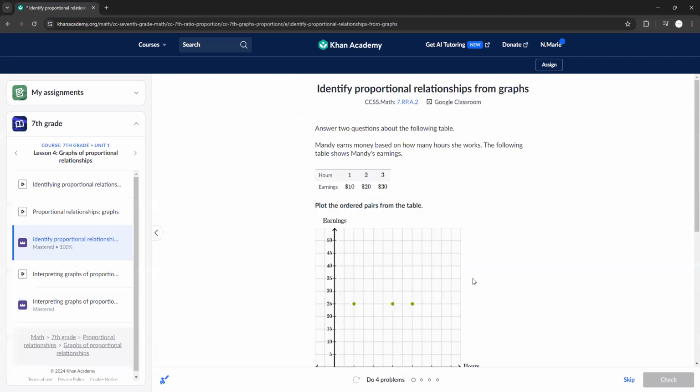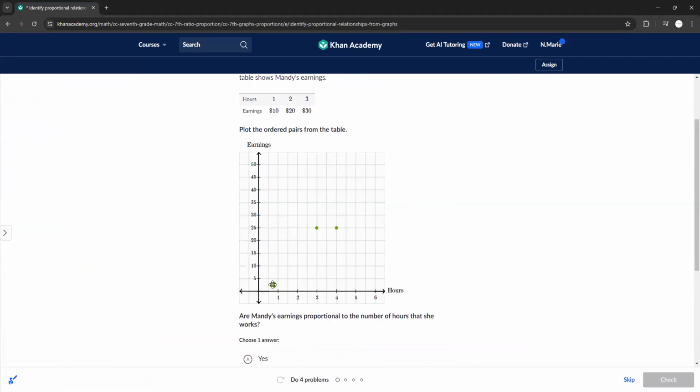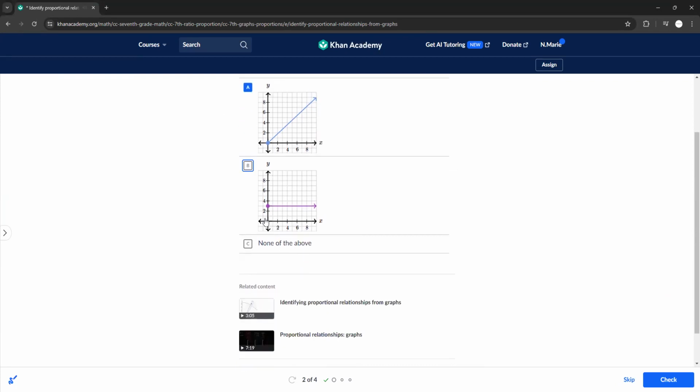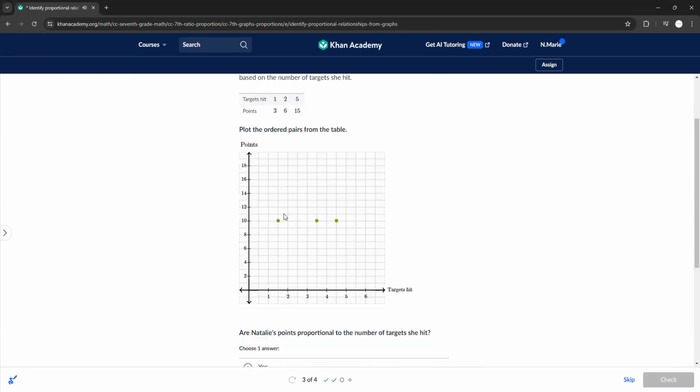Identifying proportional relationships from graphs. Okay, so 1 hour is $10, 2 hours is 20, 3 hours is 30. So here you can see it's a straight line. When you have a straight line here and it starts at 0, 0, you will have a proportional relationship like this. This does not work. So it starts at 0, 0 and consistently goes up.